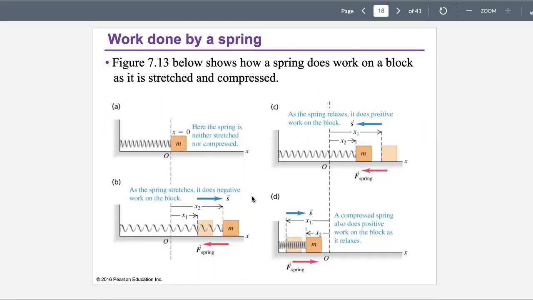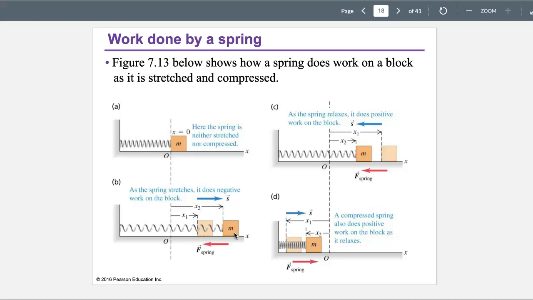Here, this diagram shows how a spring does work on a block that is stretched or compressed. Here the spring, the first one, A, is relaxed, then x is 0. It is not stretched, it is not compressed. At B, it is stretched by that distance h2, and then it does negative work on the block.